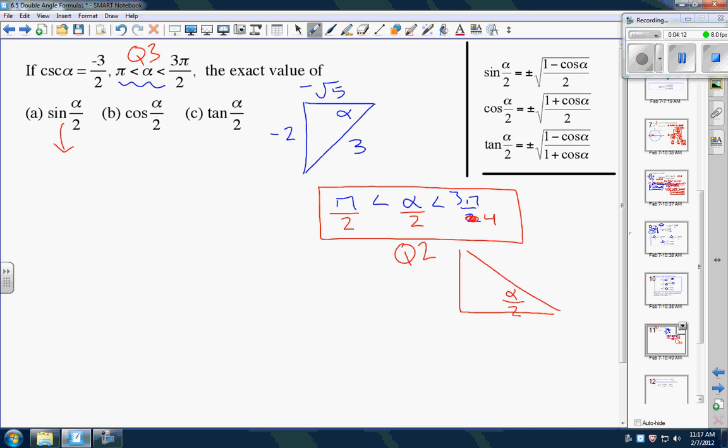So let's take this first one here. Sine of alpha over 2, we go grab our formula from right up here. I'm not going to do anything with the plus minus right now. I'm just going to plug stuff in. 1 minus cosine alpha. It's not theta over 2, so we're going to use the blue triangle here. So we come to this guy, we say cosine is negative square root of 5 over 3.